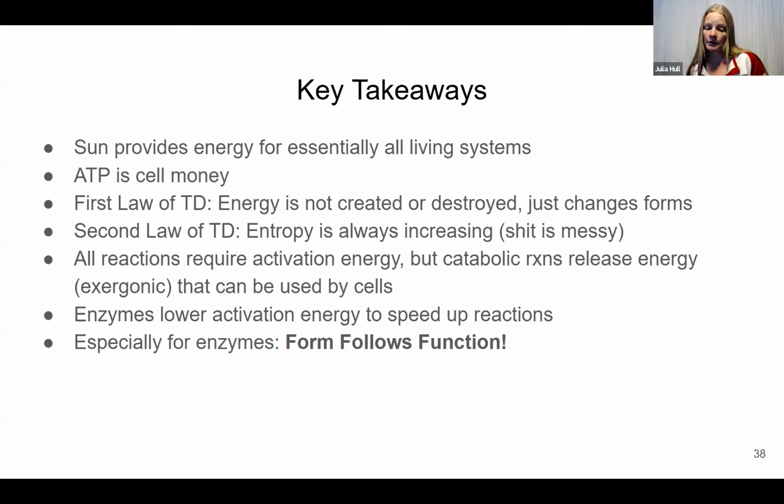You know that all chemical reactions require activation energy, but we can also have anabolic reactions that are endergonic. We can have catabolic reactions that are exergonic, where we're releasing energy. We can lower that activation energy by using enzymes, and enzymes are specific to their substrates because form follows function.